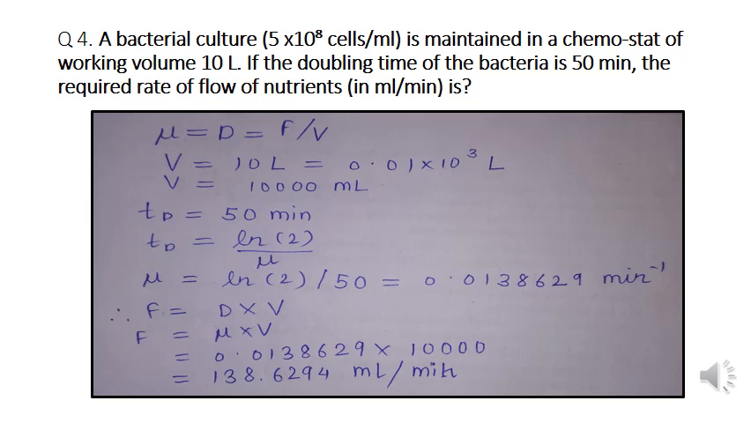So from the equation, the flow rate of the nutrients is equal to D into V, but D is equal to mu. This is how you have to run your chemostat. Dilution rate should be equal to the specific growth rate, and your dilution rate cannot be equal to mu max, because if it is, washout might occur and there might not be any cells maintained in your bacterial culture. So put the values of mu and V and you'll get 138.6294 ml per minute. That is the flow rate. The unit of flow rate is ml, that is volume, per minute, that is time.